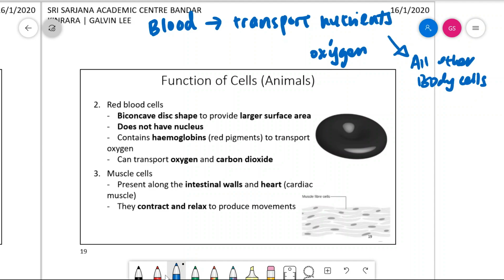Biconcave disc shape, what does it mean? It means normally, if you cut, since it's a red blood cell, let's put in the red color, normally you will see it like this. A disc. This is from the side, side view. You will see it like this. But this biconcave disc shape actually will look like this.